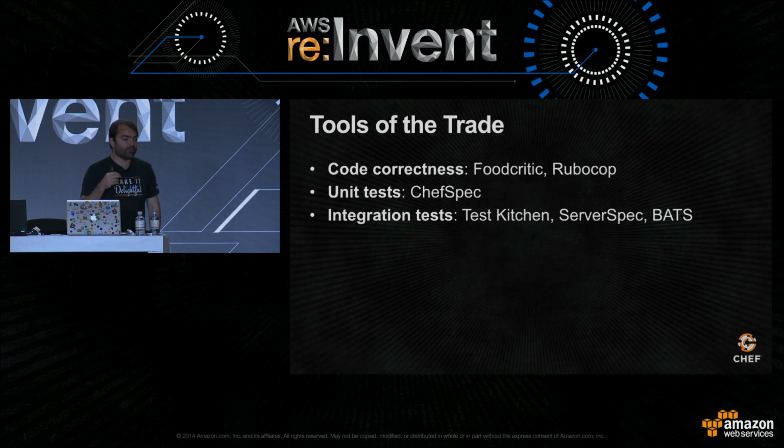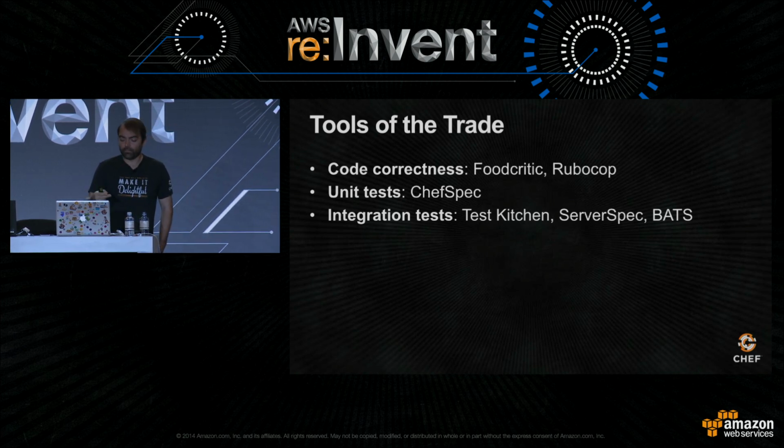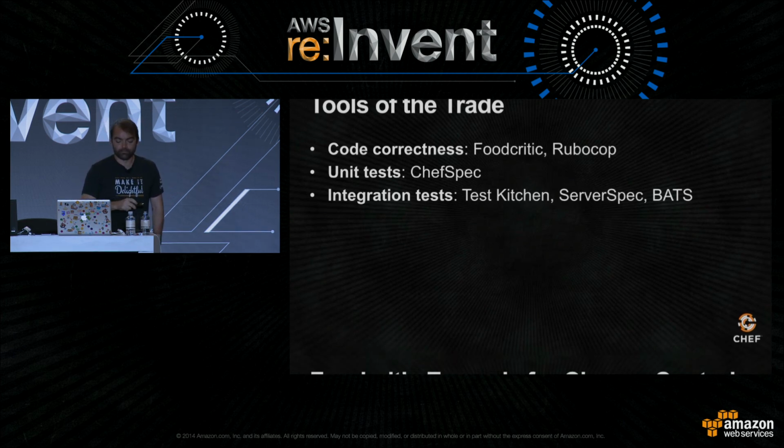Test Kitchen allows you to basically run the other integration tests like ServerSpec and BATS. And ServerSpec is a really cool tool where it'll actually go to your machine and verify that this port is actually listening the way you expect it to, or this package actually got installed, or this service is actually running as well. ServerSpec is a cool one to look at because people also sometimes use it in a monitoring environment to verify that things are behaving the way you expect them to.